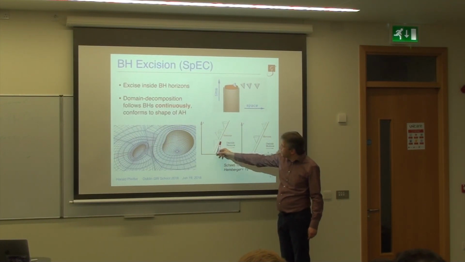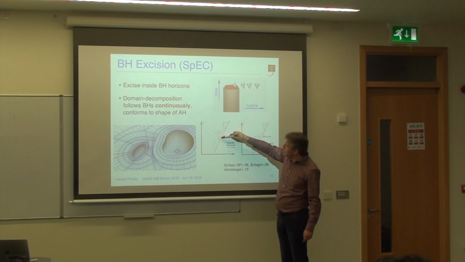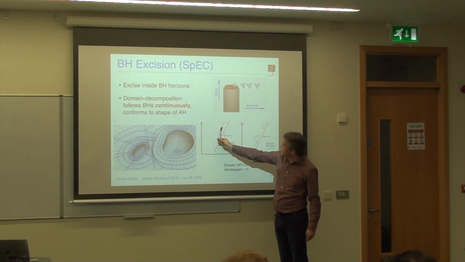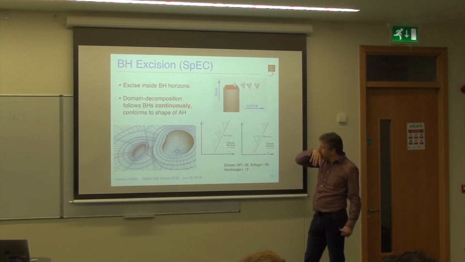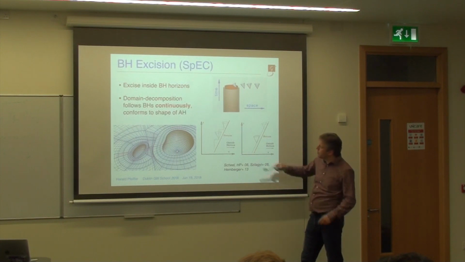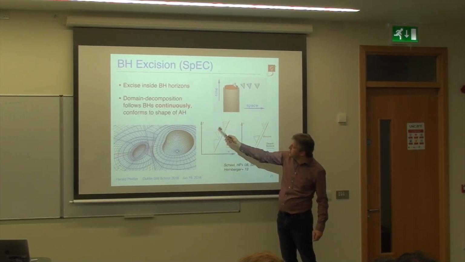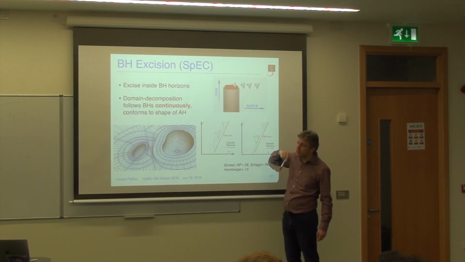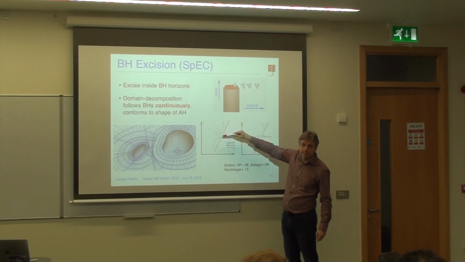Because on the horizon, the light cones are tangent to the horizon, and so slightly inside, the direction of the light cone will be inside the horizon, so this works well. But if the horizon is moving relative to the excision boundary, you can have the situation indicated here, that the horizon is completely on one side of the light cone, as it must be, but that the excision boundary is intersecting the light cone.